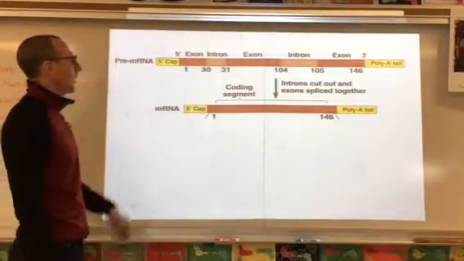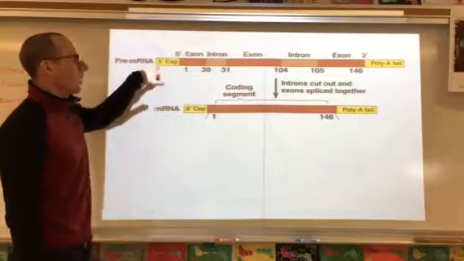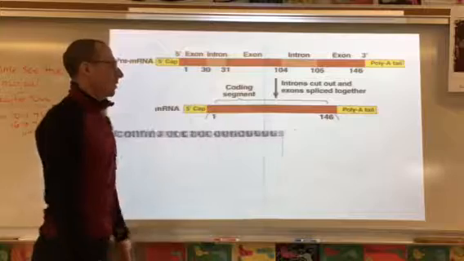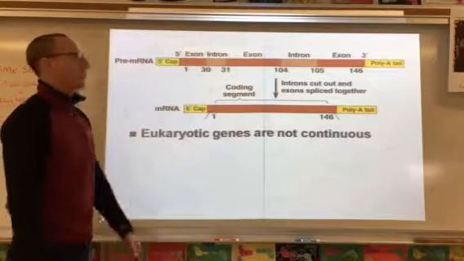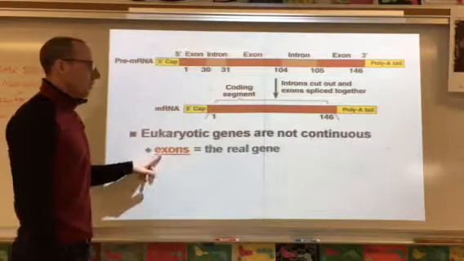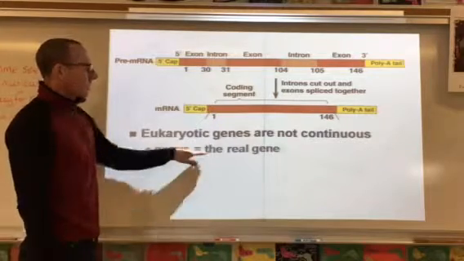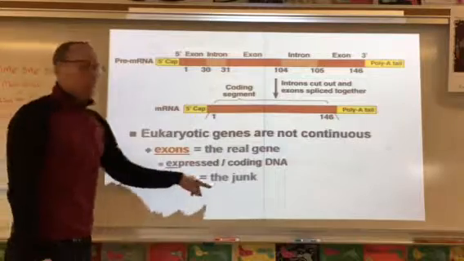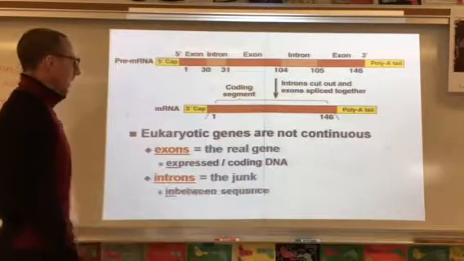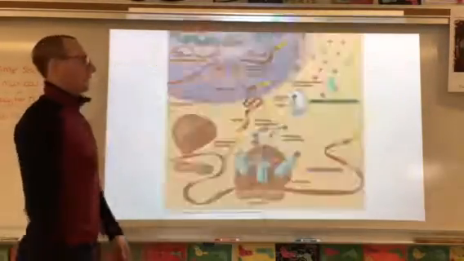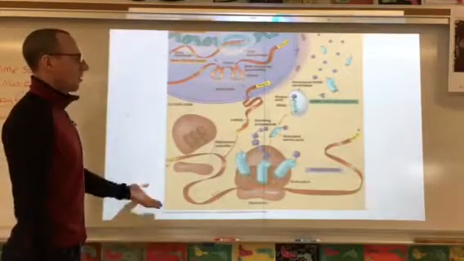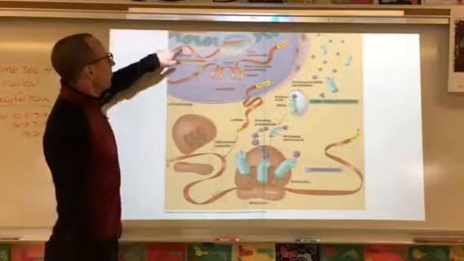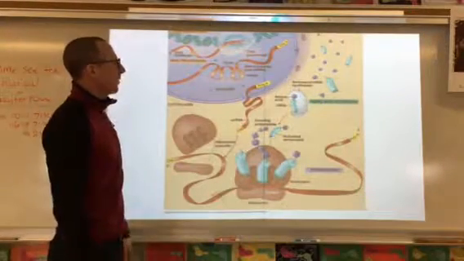A couple things we need to happen. During processing, we need to have a 5' cap added to it. We also need to cut out the introns. Those are uncoded junk regions, okay? So in eukaryotic genomes, we have exons, that's the real gene, it gets expressed. And introns, that's the junk that we don't really care about, and that's the in-between sequences, okay? This is the overall look of it. And here we have RNA polymerase going through with RNA transcript, okay?